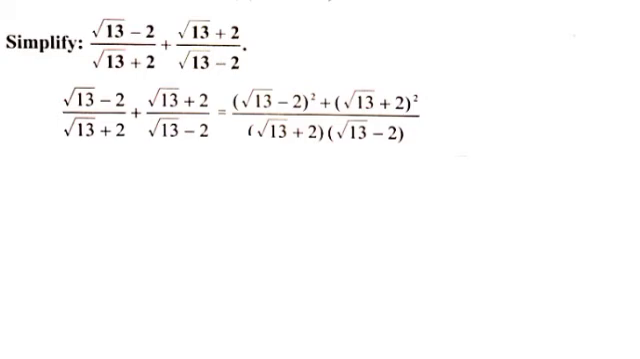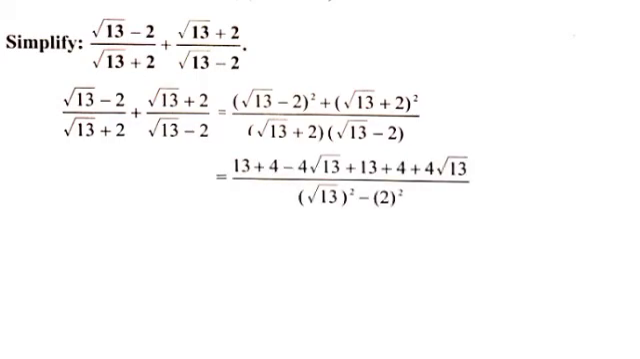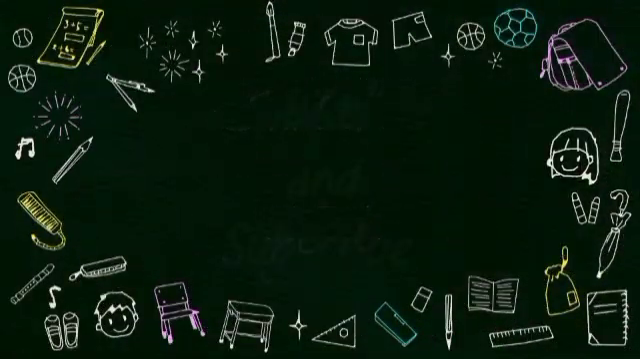Now substitute the square root and square together to get 13 plus 4 minus 4 square root 13 plus 13 plus 4 plus 4 square root 13 by square root 13 squared minus 2 squared, which gives the answer 34 by 13 minus 4, which is equal to 34 by 9, which is equal to 3 7 by 9. 3 7 by 9 is a mixed fraction. We are just converting the 34 by 9 into a mixed fraction.